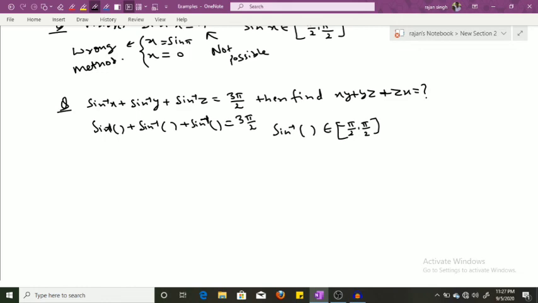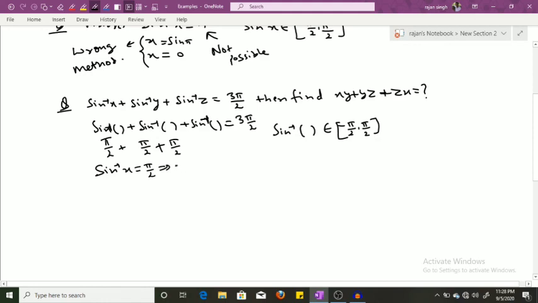There is only one case, and what was that? All sine inverses give their maximum value. Only then; if any one of them gives a smaller value, you will not get 3 pi by 2. 3 pi by 2 is basically the maximum value here. So every term is what? Pi by 2.